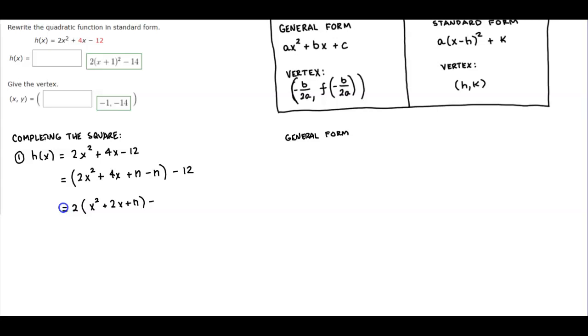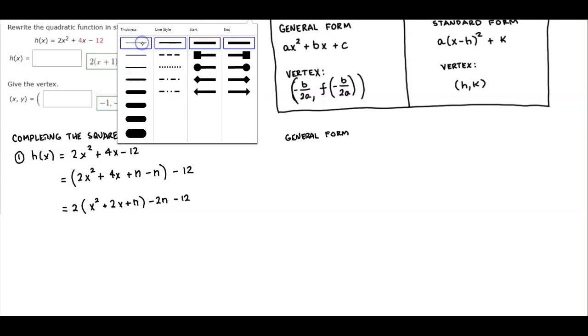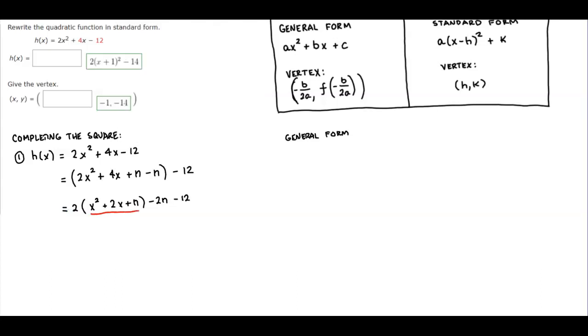And then we have to make sure, since we factored out that 2 and the 2 is now outside of the parentheses, that the n is minus n, so this becomes minus 2n. And then this is minus 12. Okay, so now we need to complete the square of what we see here.